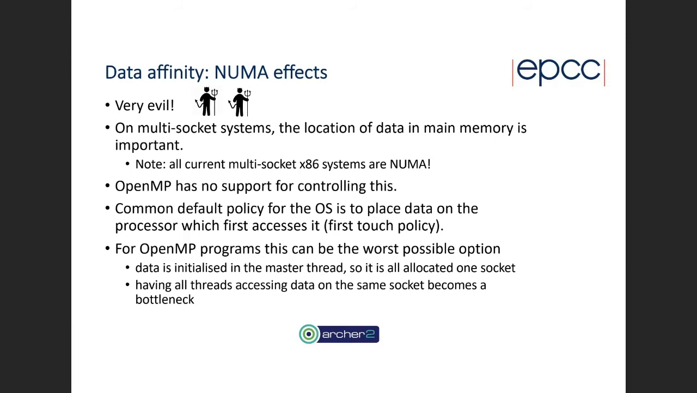Because very often, your data is initialized in the master thread, so you haven't parallelized your data initialization, and why would you? Because it probably takes a tiny insignificant fraction of the execution time. Then that's all going to get allocated on one socket or one NUMA region. The problem is that having all the threads accessing data on the same socket or NUMA region becomes a bottleneck. Essentially, you're constrained by the bandwidth of a single NUMA region. The additional latencies are also potentially a problem, but that tends to be less significant. You do have slightly longer memory latencies to remote NUMA regions than to the local one, but the real problem, in most cases, is contention for bandwidth.